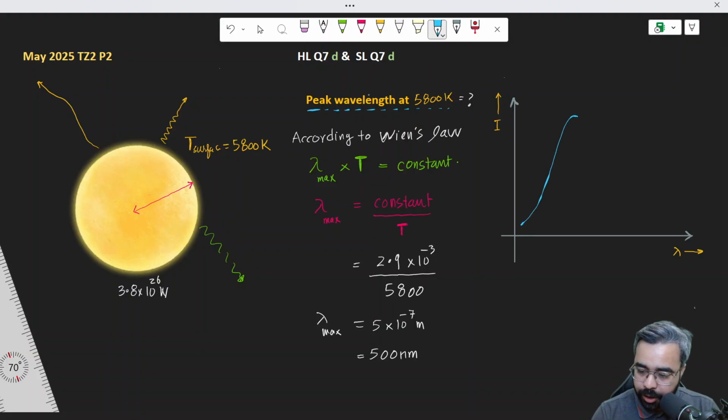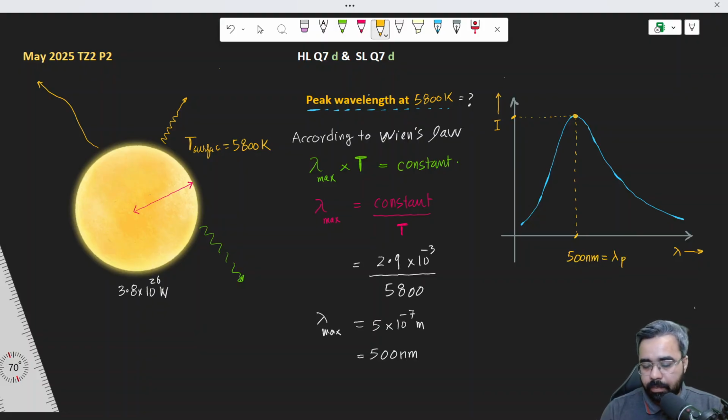This is the shape of the graph, the Stefan-Boltzmann curve. Now notice that the peak of this curve shows the light whose wavelength is 500 nanometer, which we are calling the peak wavelength or the maximum wavelength. Why do we call it that? Because at this wavelength, the light coming out of the sun has maximum intensity, and maximum intensity means that light is carrying maximum energy per second per unit area. I hope you understand.